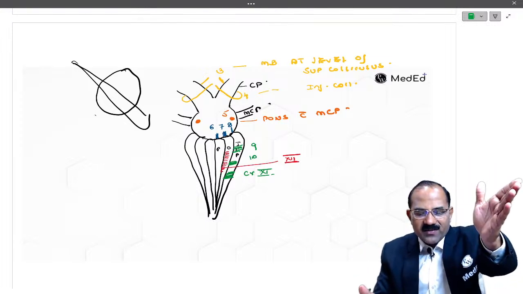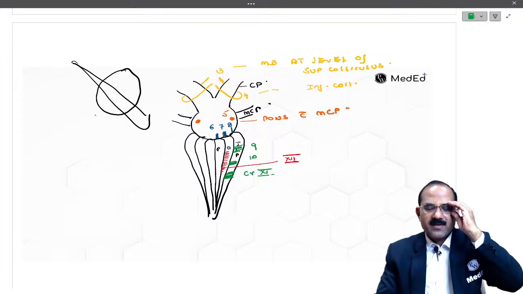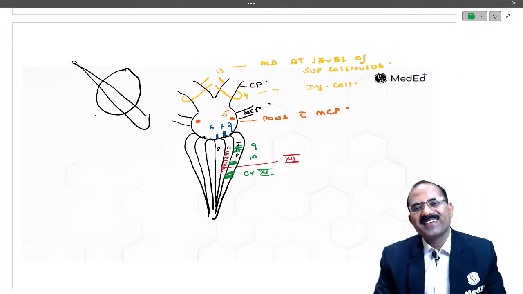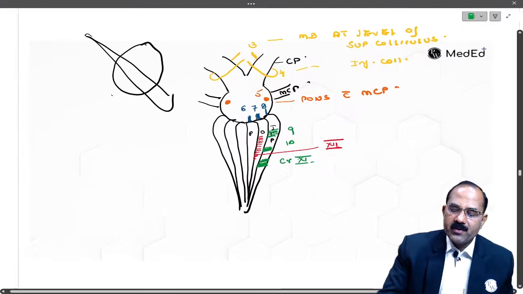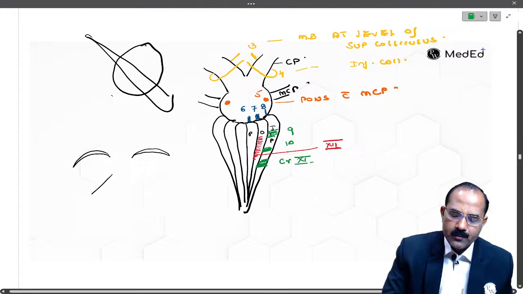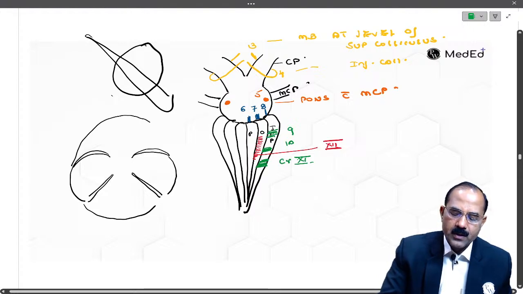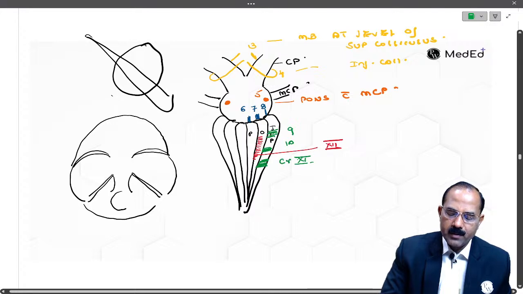Come on, can anyone tell me? They will be related to what? See, this is something you have to know. That's the superior orbital fissure. That's the petrous part of the temporal bone. And I said draw diagrams. The more diagrams you draw, the clearer your basics become. That's the clivus. That's the foramen magnum.